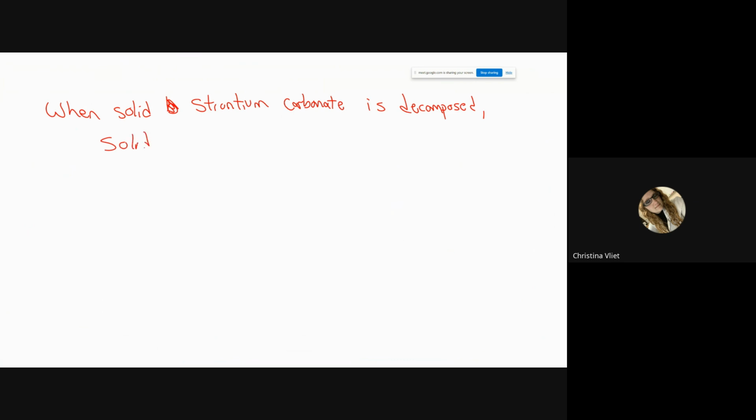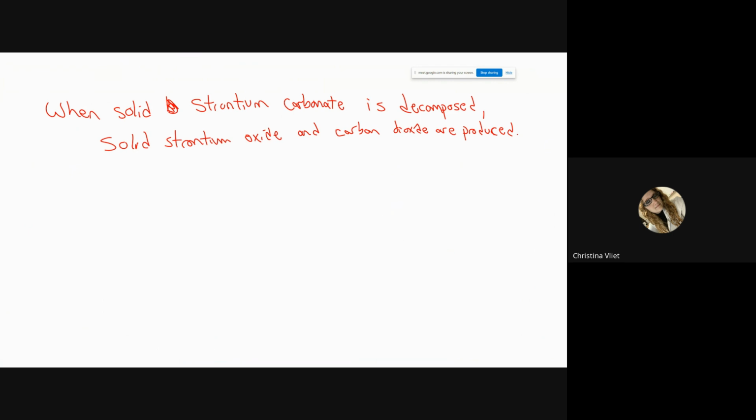Solid strontium oxide and carbon dioxide, that gas, are produced. We want skeleton equation and we want balanced equation. Okay, let's take a look.